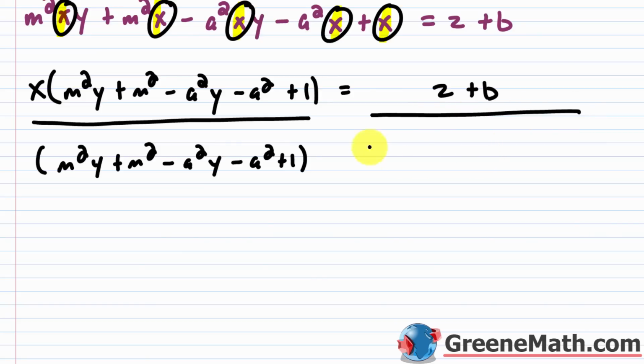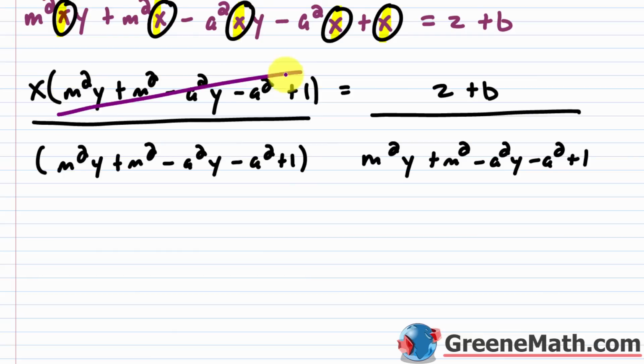Who knows if I can fit this? So I'm going to try. So m squared y plus m squared minus a squared y minus a squared plus 1. Okay, so it looks like it does fit. So this is going to cancel, right? So same thing over itself. As long as it's not 0, it's always going to be 1.